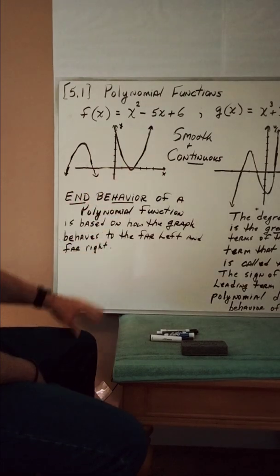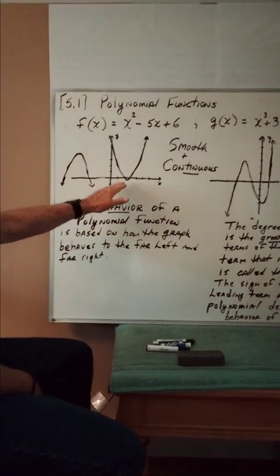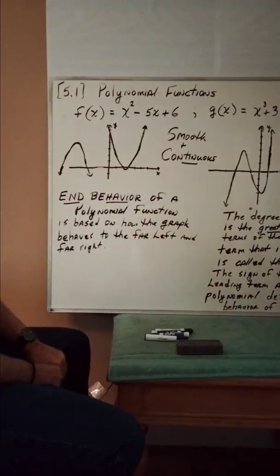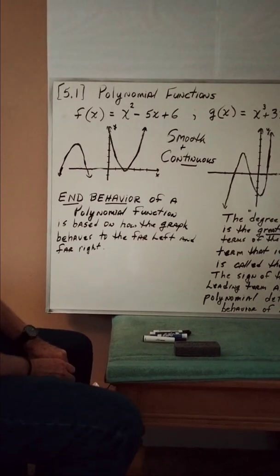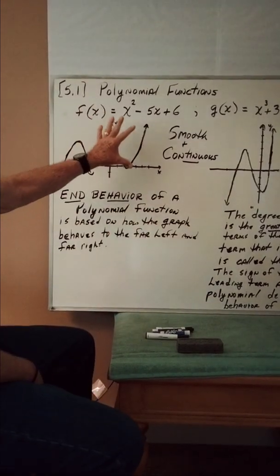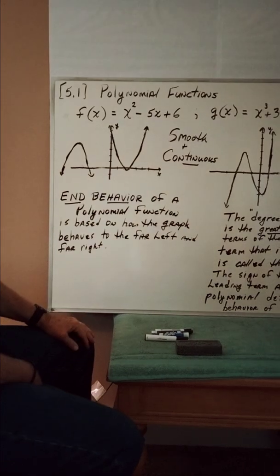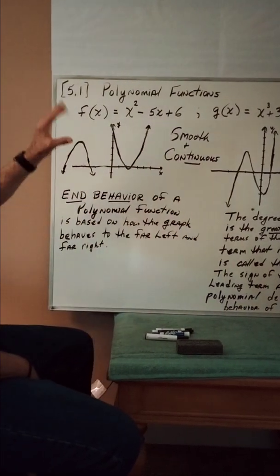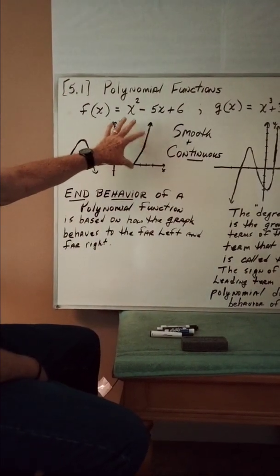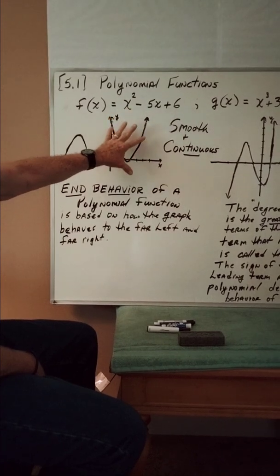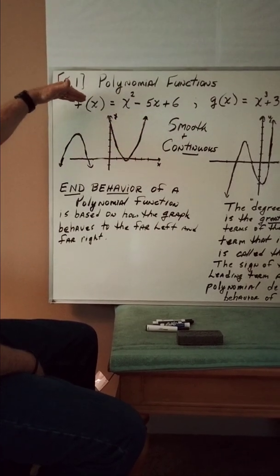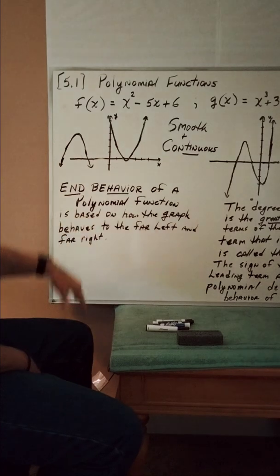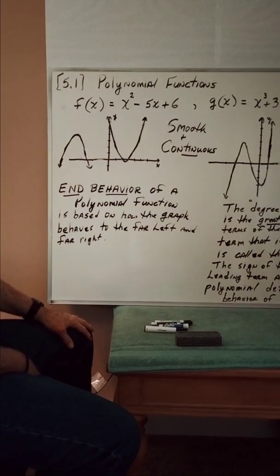I apologize a bit. I am no artist. This is not the best sketch of what a parabola would look like, but it's going to have to do for our purposes right here. This happens to be a pretty close resemblance graph to this polynomial function that is listed right above it.